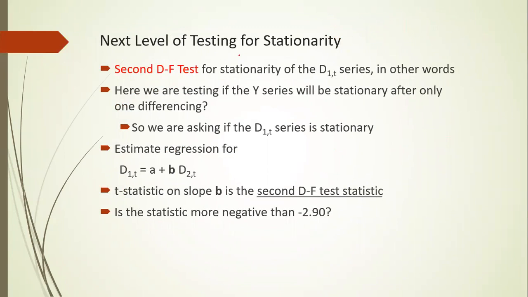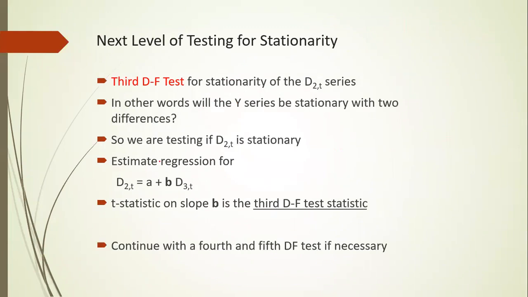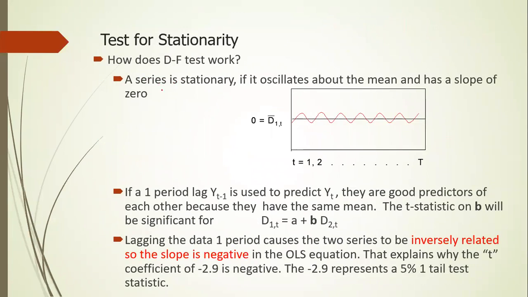Similarly, we do the next level of stationarity for the second level testing. So it's nothing new here, except what we have in the earlier slide. So similarly, in the third testing also. Now, if a stationary series is actually stationary, how does the Dickey-Fuller test work? If it is stationary, then it oscillates about the mean and has a slope of 0.